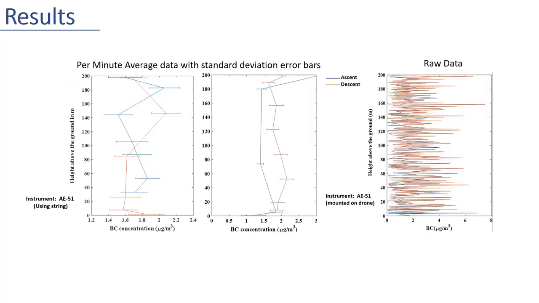What are my results with that? When I used the string, the data was highly noisy. It was not stable. But when I used this inlet on the drone, 10 meters up, the data was highly stable. And this is my raw data, because I was hovering at some places while coming down, so it is a bit noisy while coming down. Blue represents the line when we go up and the red line represents when we go down with the drone.